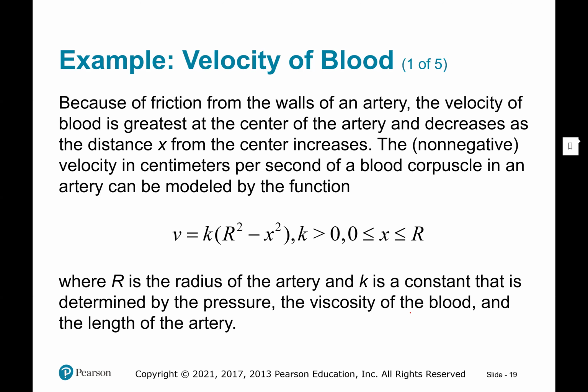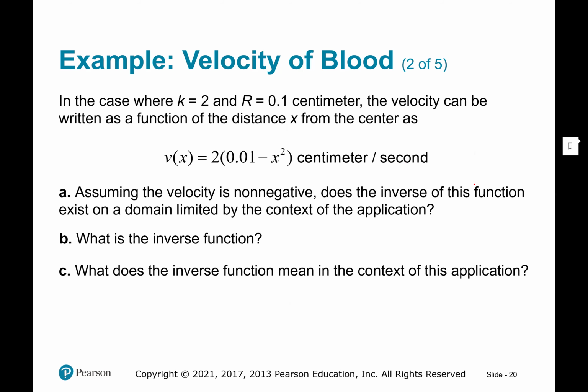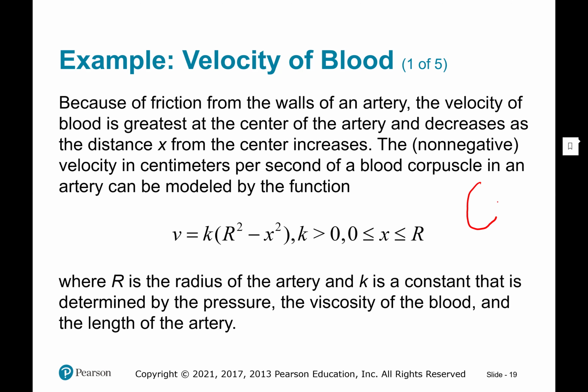Because of friction from the walls of an artery, the velocity of blood is greatest at the center of the artery and decreases as the distance x from the center increases. So you've got an artery, which is a tube, and the distance you are from the center of the artery decreases the velocity. So the velocity of your blood is the highest at the center of your artery. And then as you move closer and closer to the artery walls, the velocity of your blood slows down.